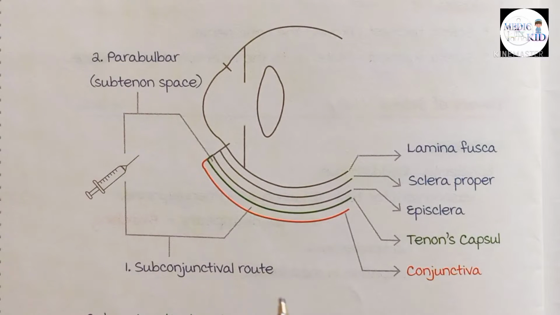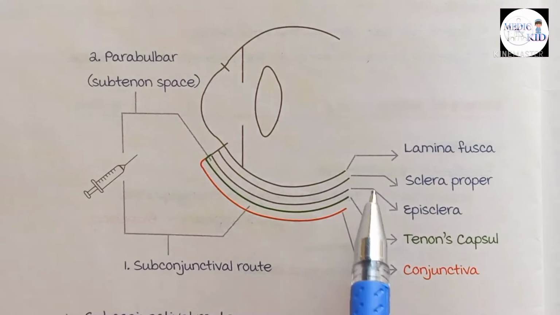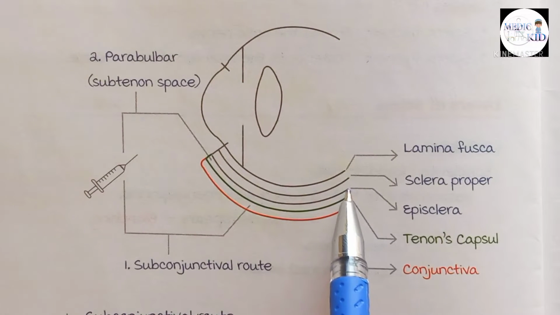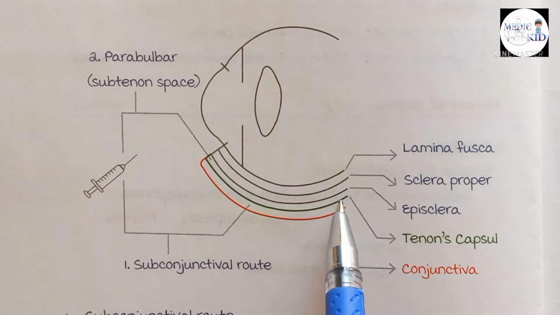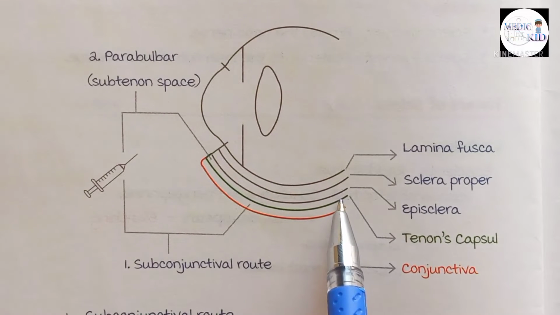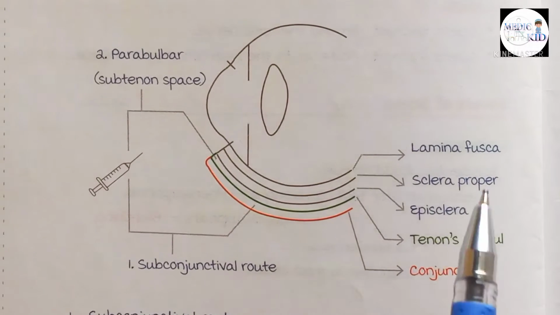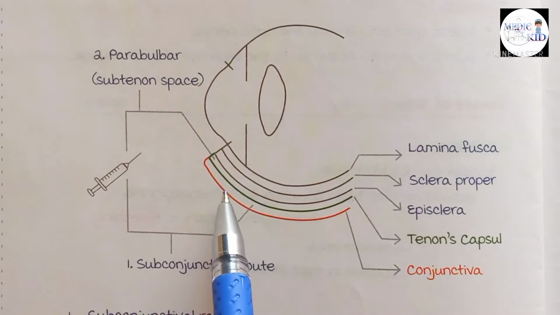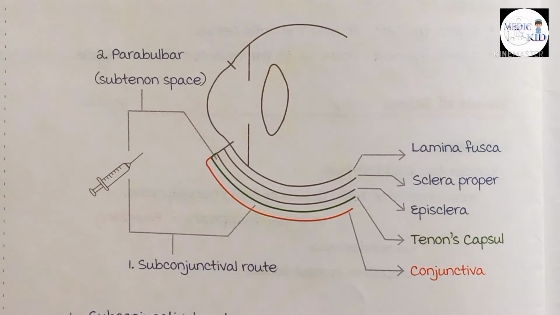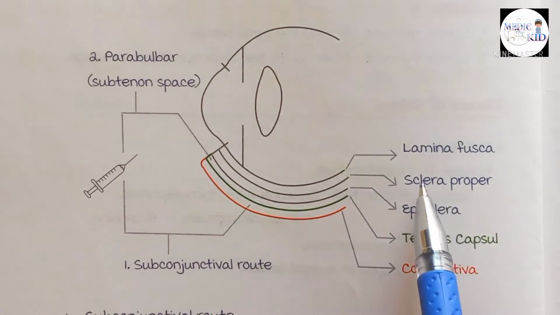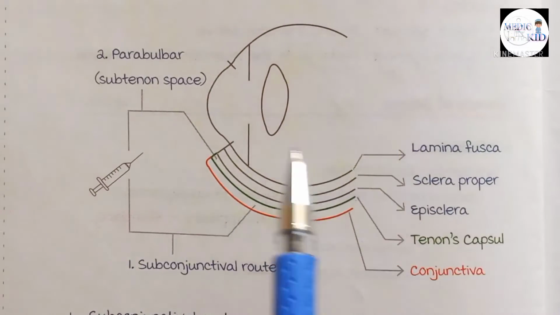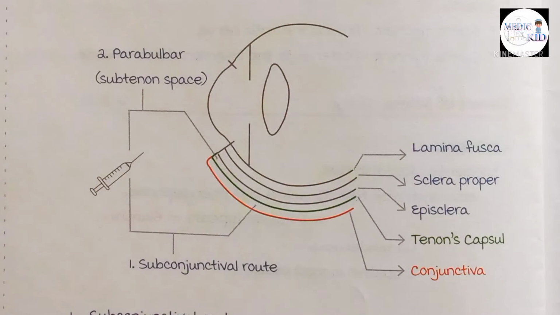One thing you should remember: above the episclera there is one capsule, one layer, which is known as Tenon's capsule. On that Tenon's capsule lies our bulbar conjunctiva. So these are the basic layers of the sclera: episclera, sclera proper, and the lamina fusca. This is our iris, this is our lens. So these are the layers of the sclera.